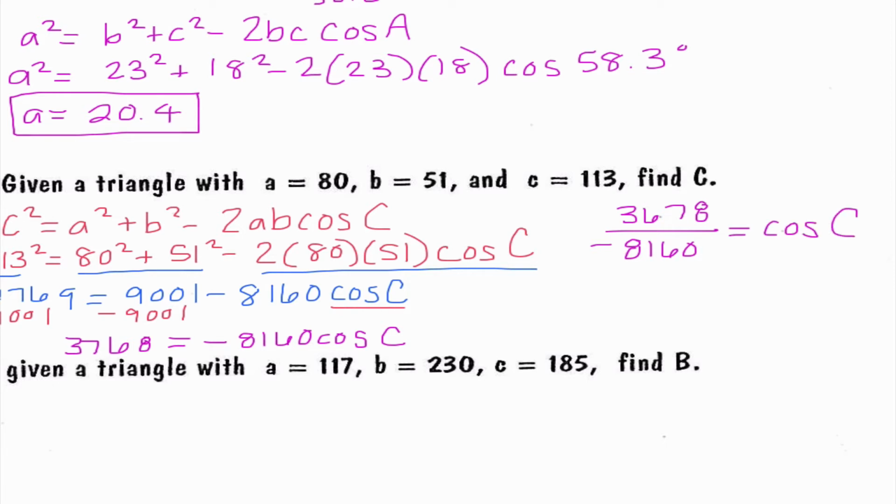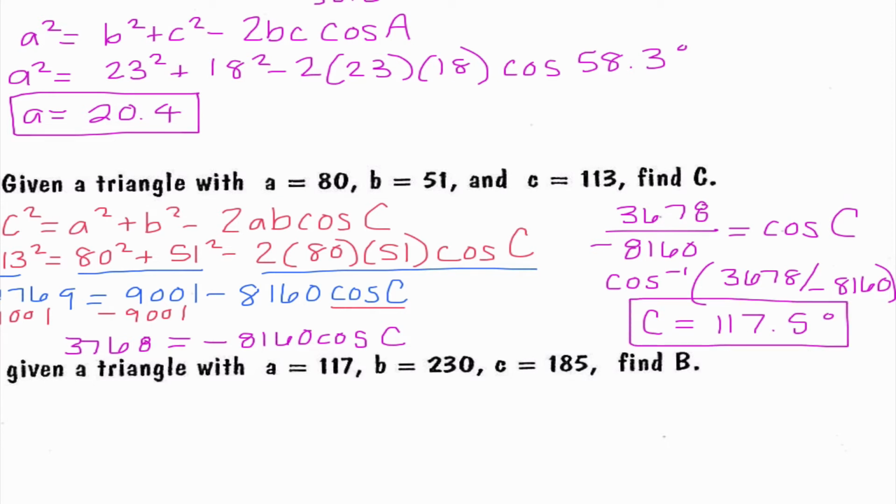And we know that when we are finding an angle, we need to use cosine inverse or sine inverse. In this case, it's cosine because it is cosine. And I'm going to do 3768 divided by negative 8160. And I get that angle C is 117.5 degrees. Now, that makes sense to me because I know angle C should be the biggest angle because it's opposite from the biggest side.